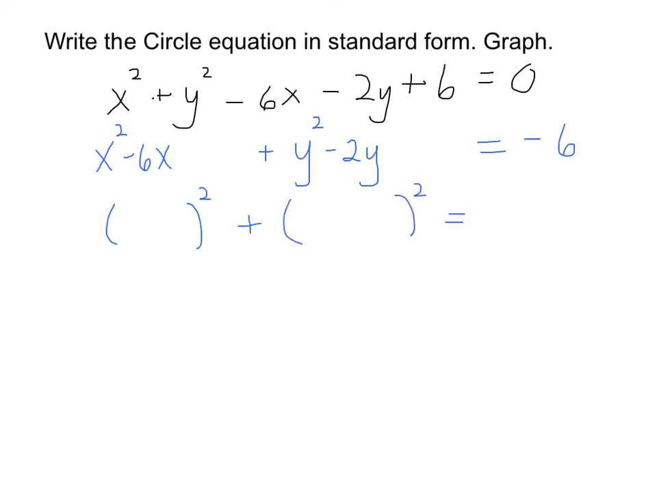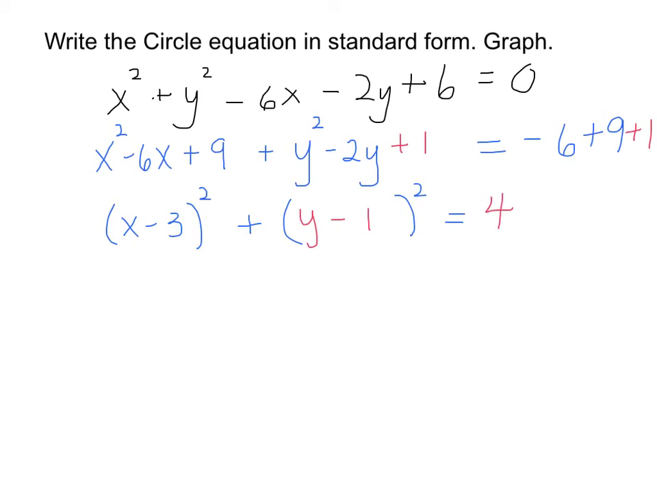So I take half of negative 6 and I get x minus 3, square it, and I have plus 9. That same plus 9 is going to get added over here to the right side. Now I'm going to do the y. Take half of 2 and get 1. Square the 1, add the 1 to this side. If I add it to one side, I must also add it to the other. I have 10 minus 6, which is 4. And that gives me the equation of a circle in standard form.